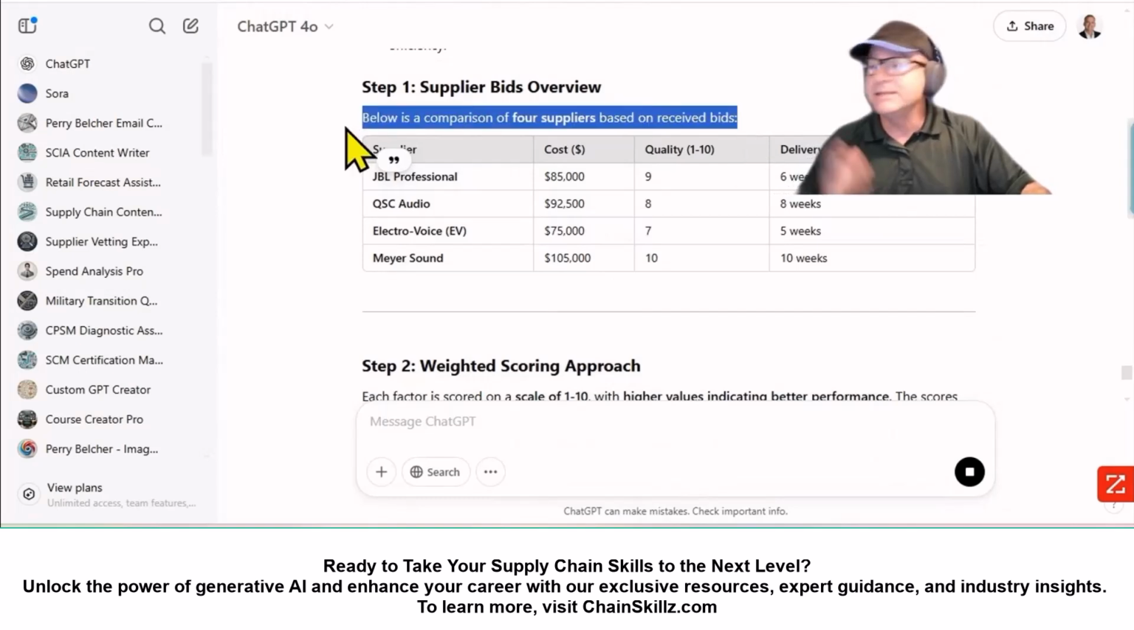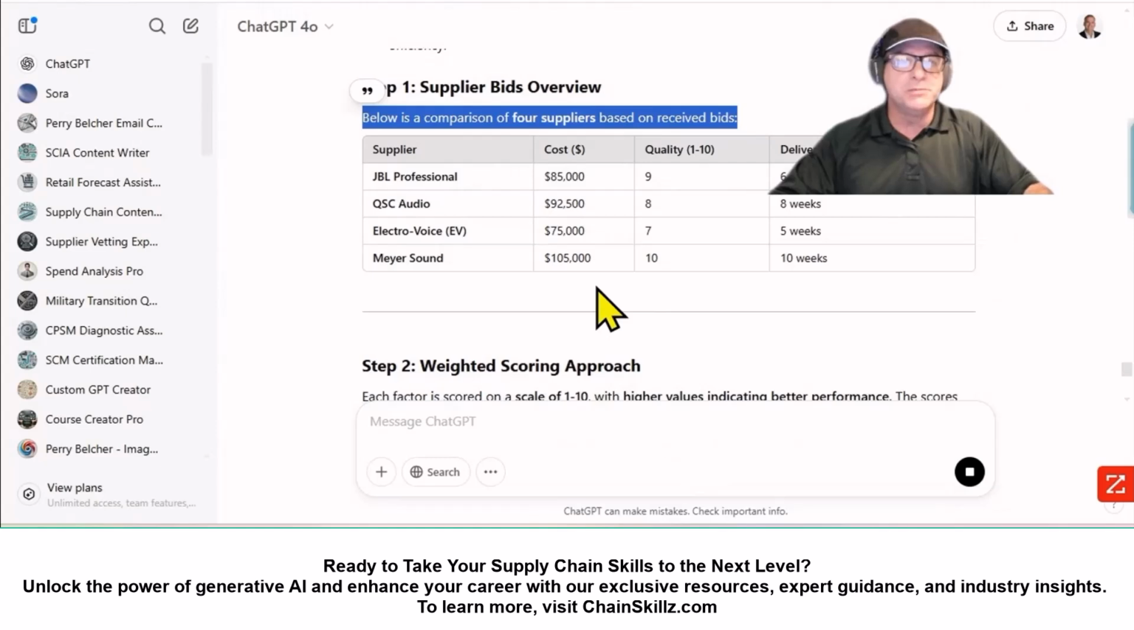Now, where did they get this information? I have no idea. But let's just assume that they were doing it, and this gives us a very good analysis to make a decision.